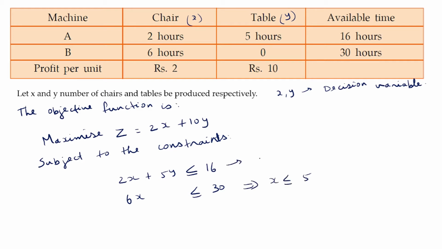Now, this is the constraint on machine A and this is the constraint on machine B. And apart from that, we have got one more constraint. We have taken x and y as the number of chairs and tables to be produced. Now, this cannot be negative. A company or a manufacturer cannot produce negative number of chairs or tables. So we have x greater than or equal to 0 and y greater than or equal to 0. These are the non-negative constraints.